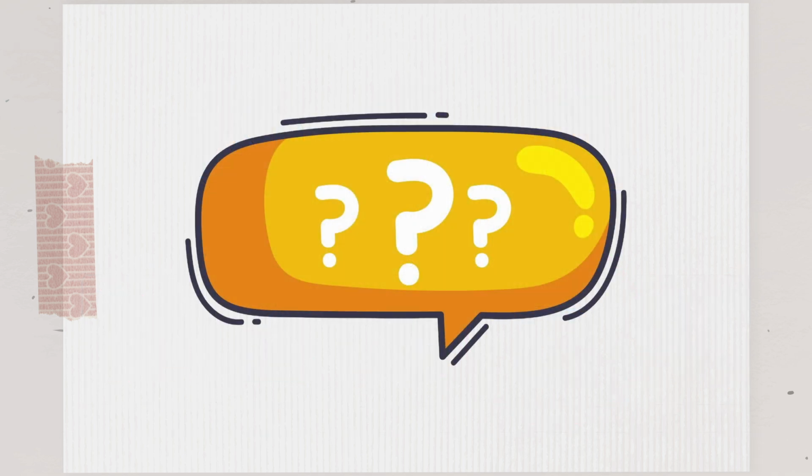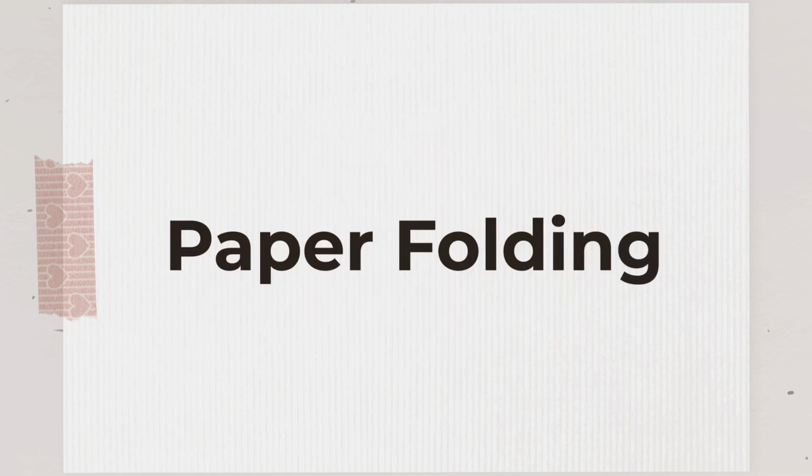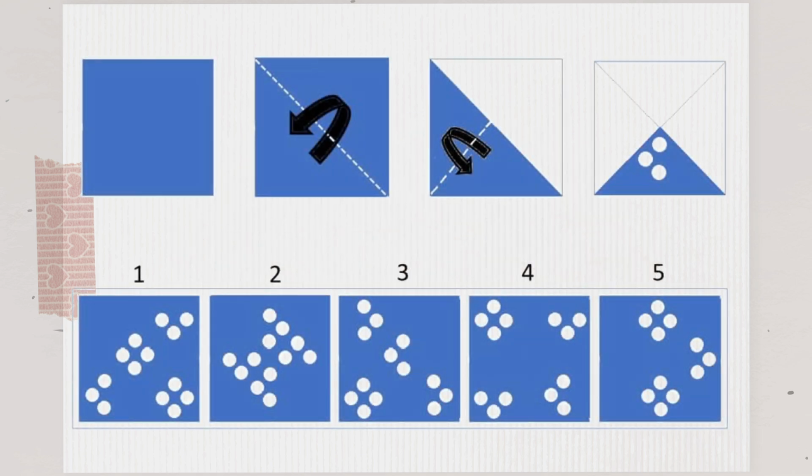The final subtest in this nonverbal battery is paper folding. This question shows a paper folded several times and then punched with holes. The answer choices contain unfolded papers with punched-in holes. You need to determine which of the answer choices is the final product of the unfolded punched-in paper.